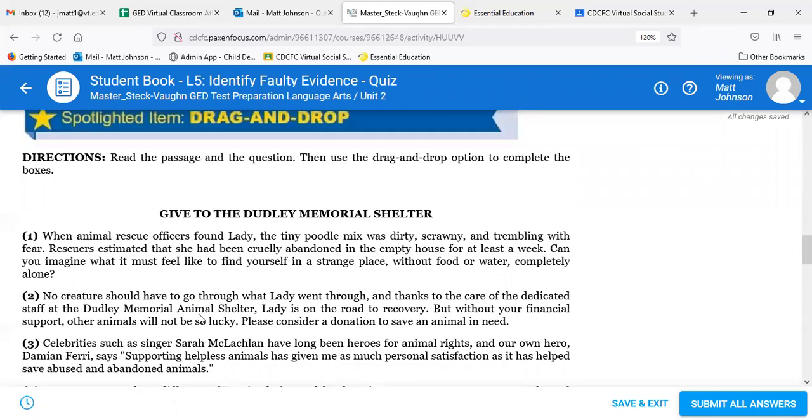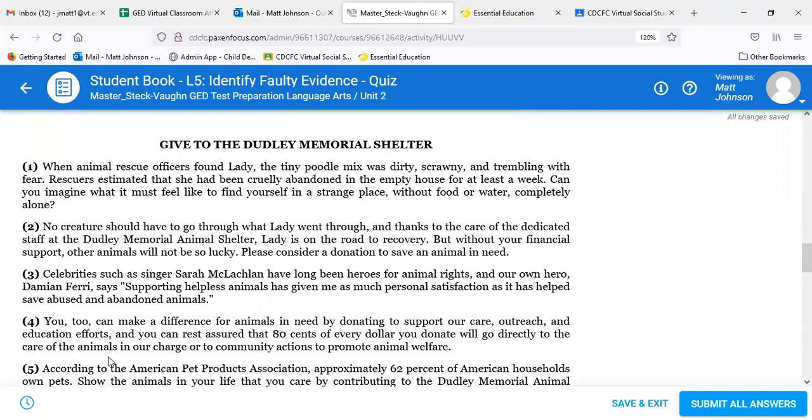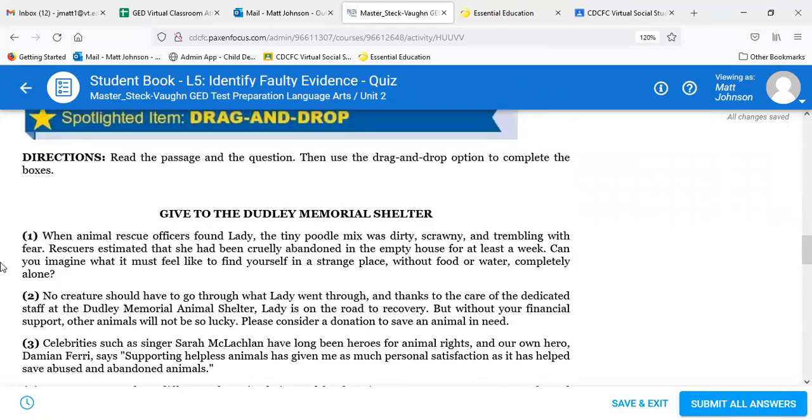And then we have a short passage here. Give to the Dudley Memorial Shelter. Grace, could you read that for us?